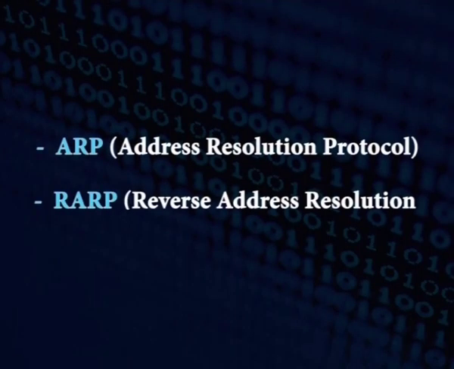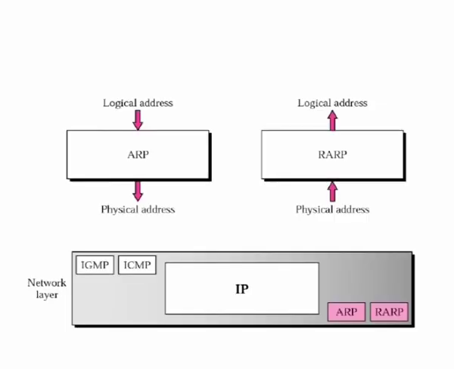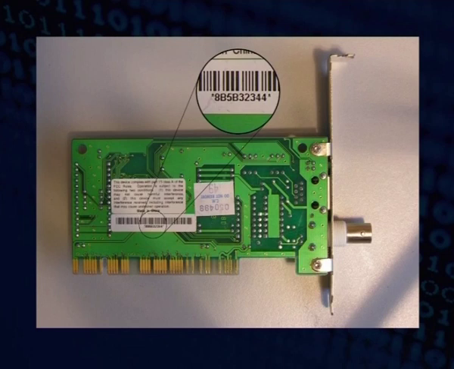First one, ARP, Address Resolution Protocol. Second, RARP, that is Reverse Address Resolution Protocol. Here is a diagram which shows the logical data flow for the Address Resolution Protocol and Reverse Address Resolution Protocol. As we all know, each network interface card, NIC, has a hardware address or MAC address associated with it.